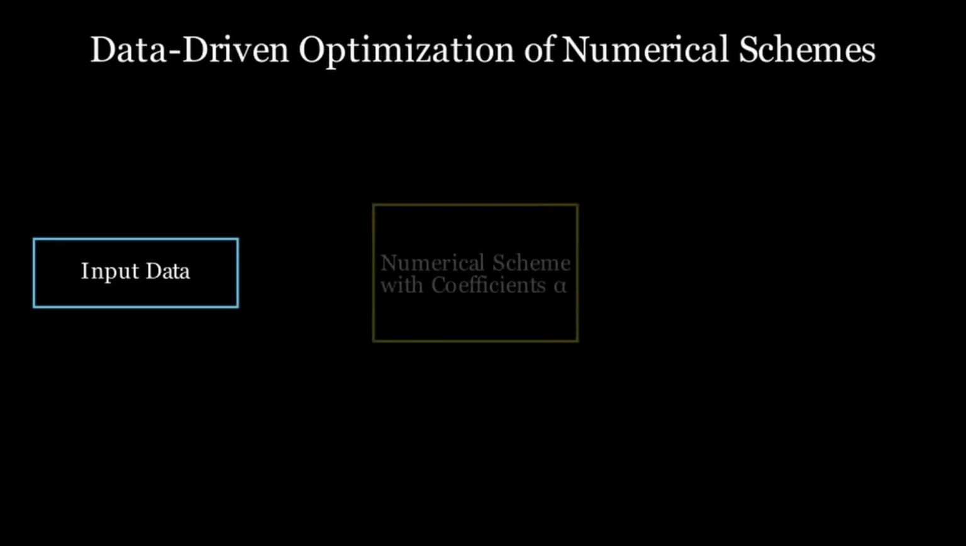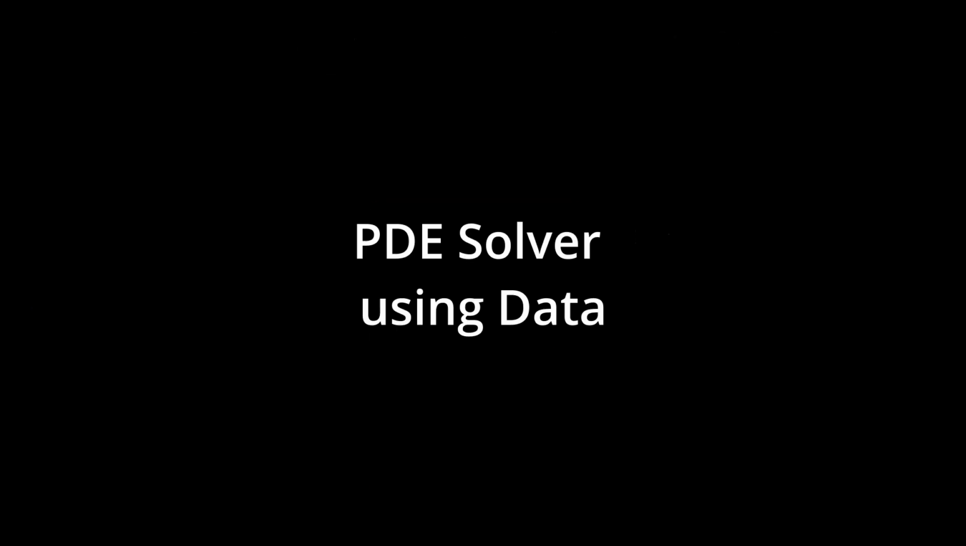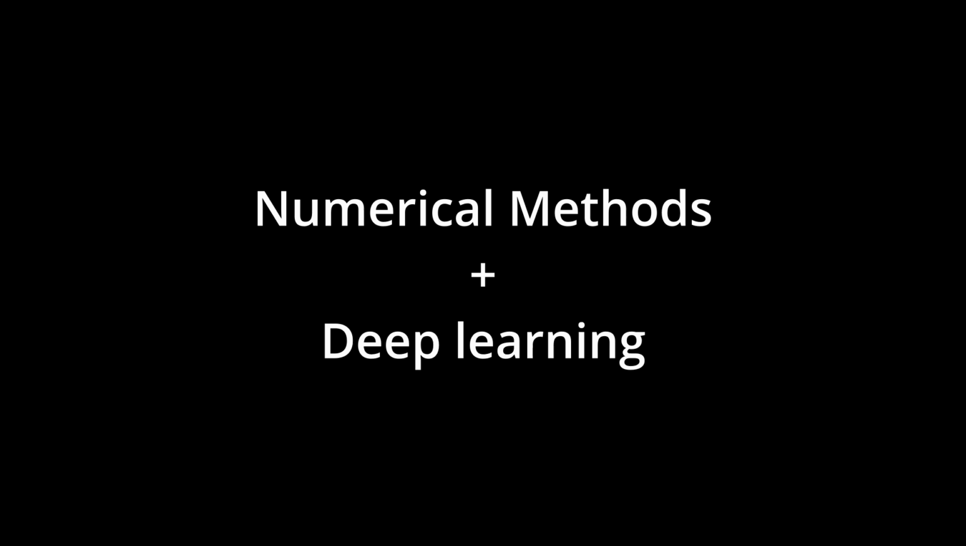Here's the roadmap for this series. First, we'll cover the basics, optimizing a simple PDE solver by minimizing error using analytical solutions and data. Next, I'll introduce adjoint methods. These form the backbone of control theory, shape optimization, and topology optimization, especially in aerodynamics. Finally, we'll move to deep learning integration.